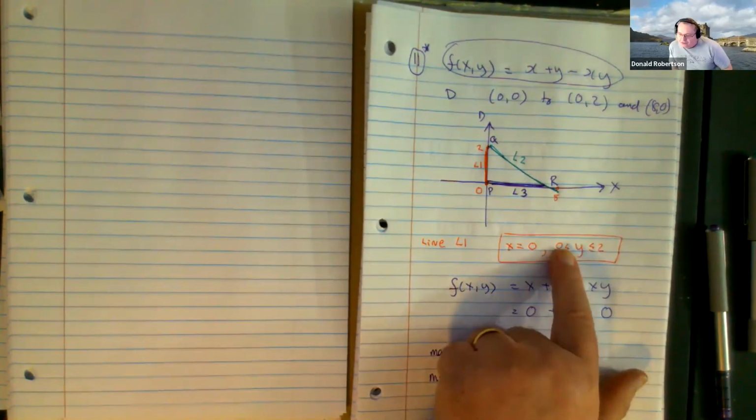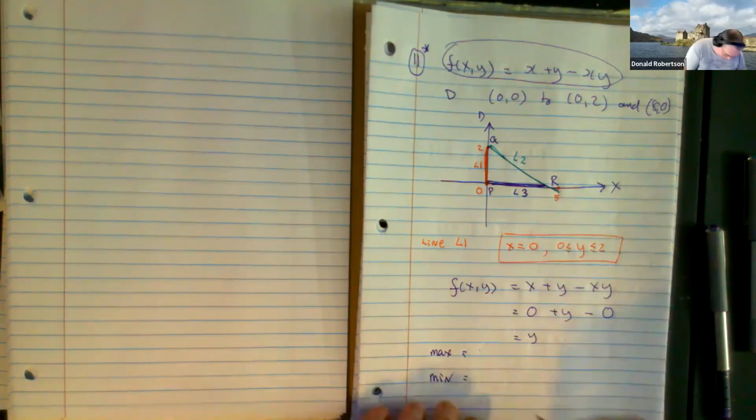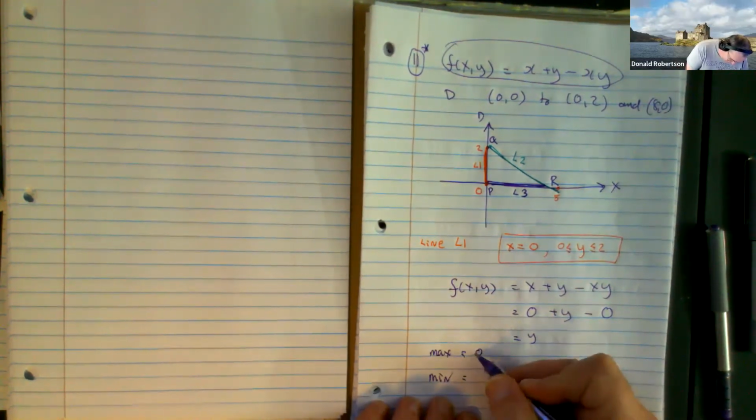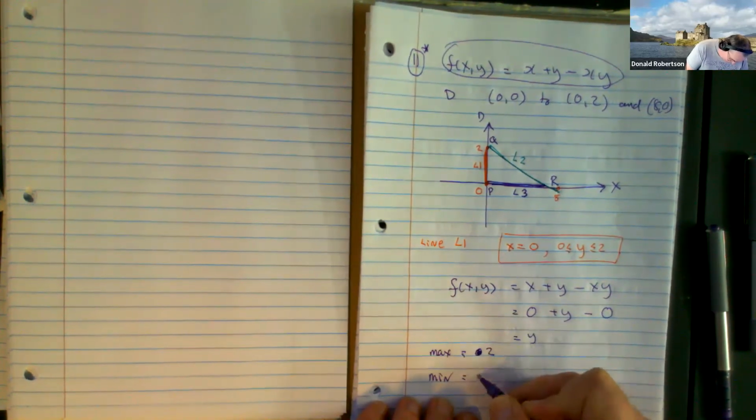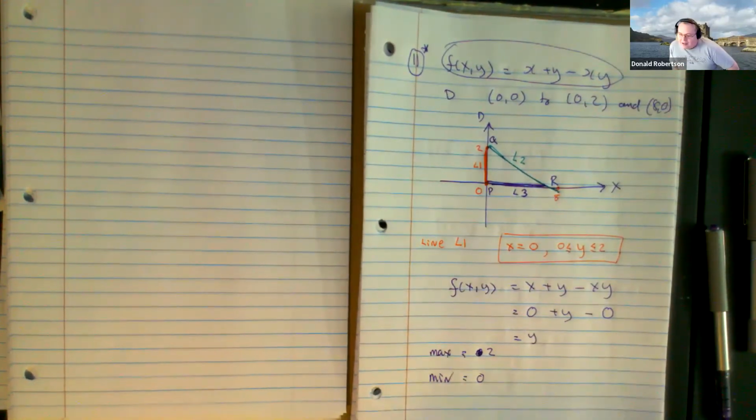Now, what is the maximum and the minimum value that this is going to be? Well, 0 is its minimum, would you agree? And 2 is its maximum. And that's line L1 taken care of.